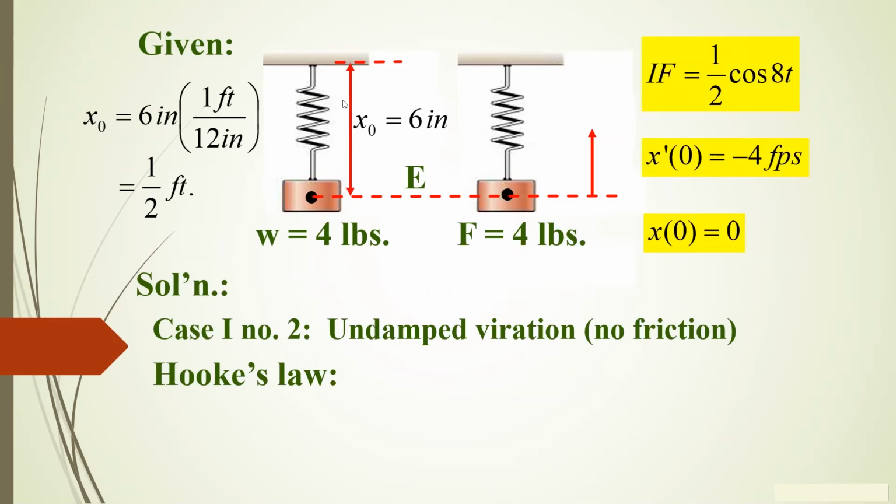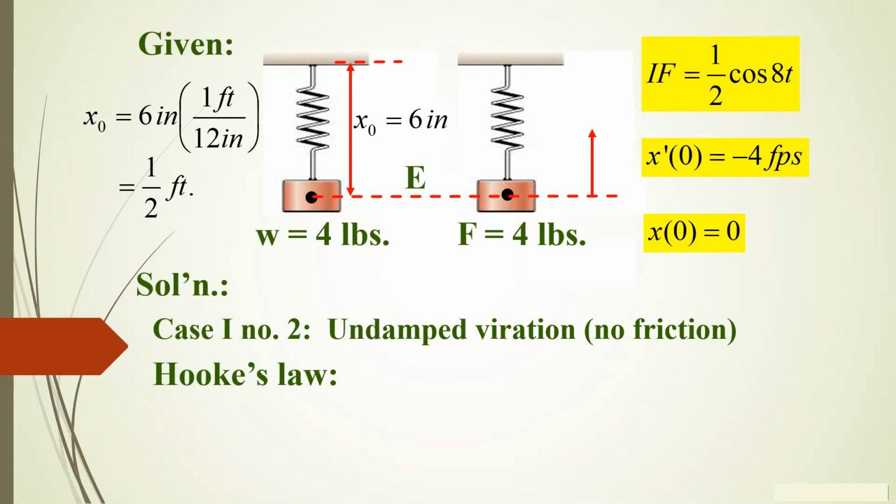So initially, it's 6 inches, 4 pounds. So that's 1/2 foot. Now, there was an impressed force of 1/2 cosine 8t. And then it started initially at the equilibrium point. So x at time equals 0 is 0. Hindi nagbago. Pero, because of the impressed force, natulak siya paangat at an initial velocity of 4 feet per second.